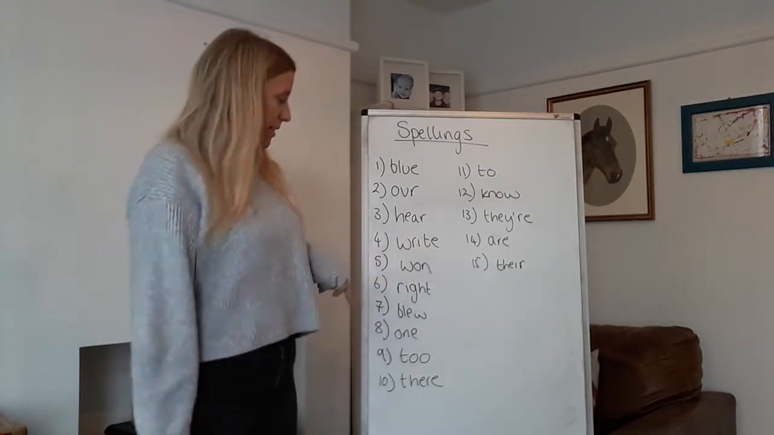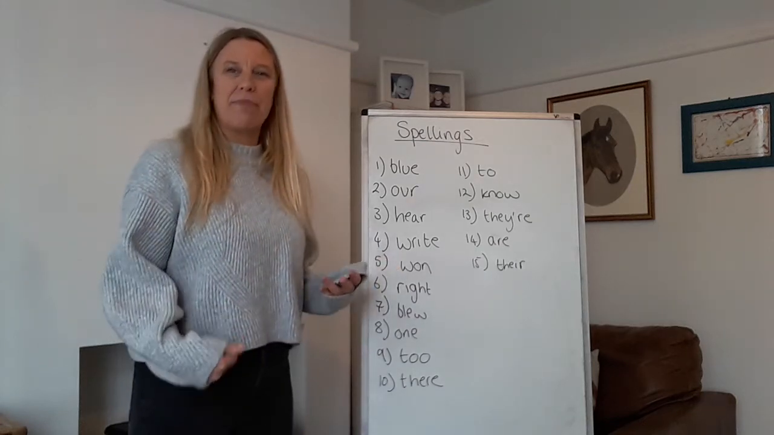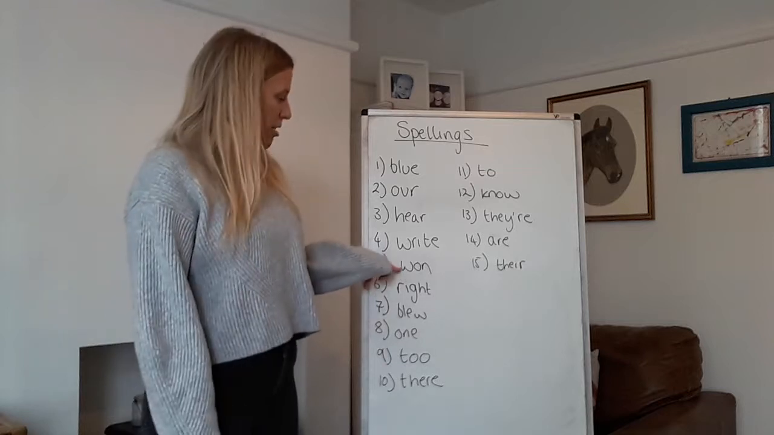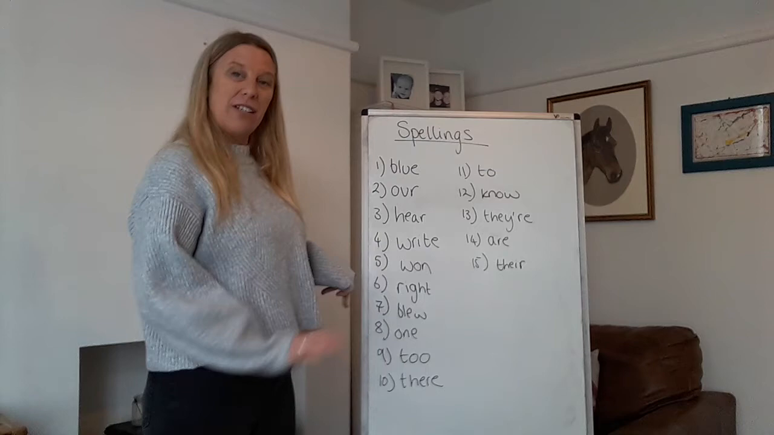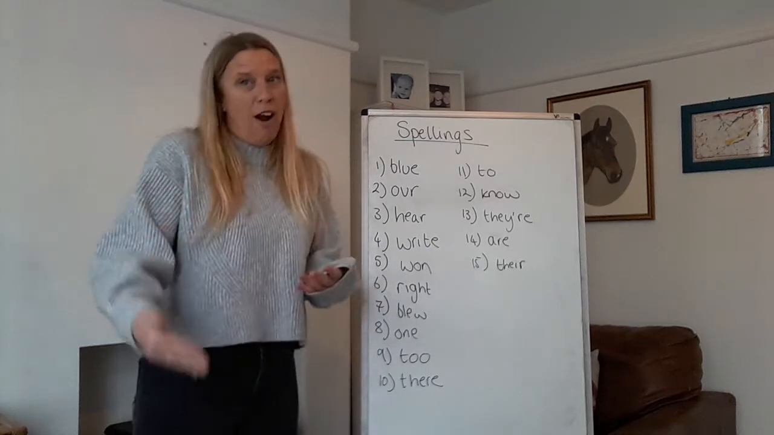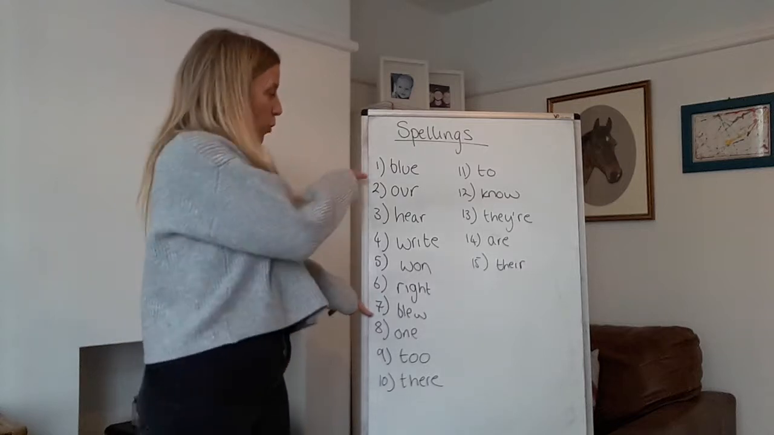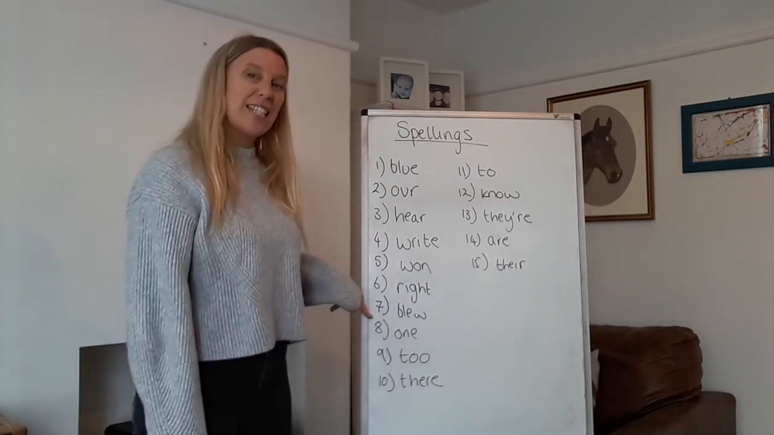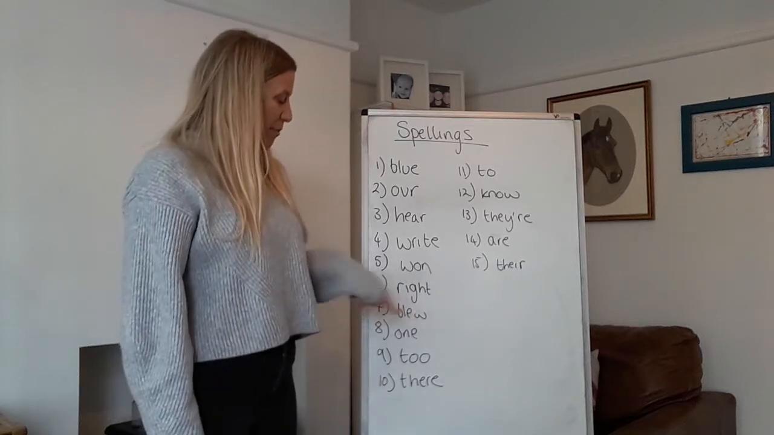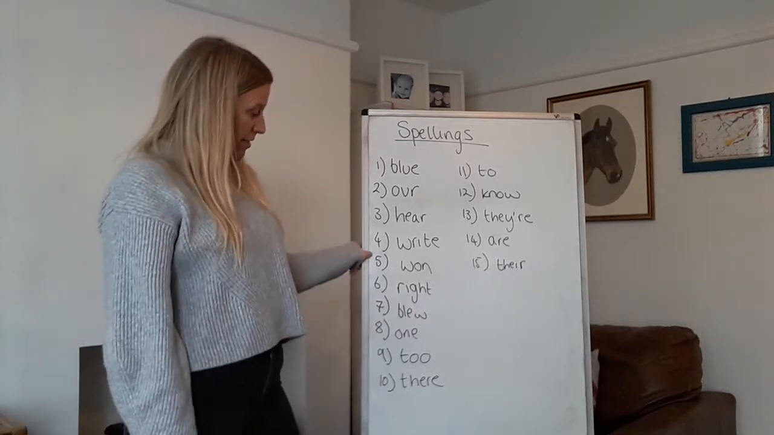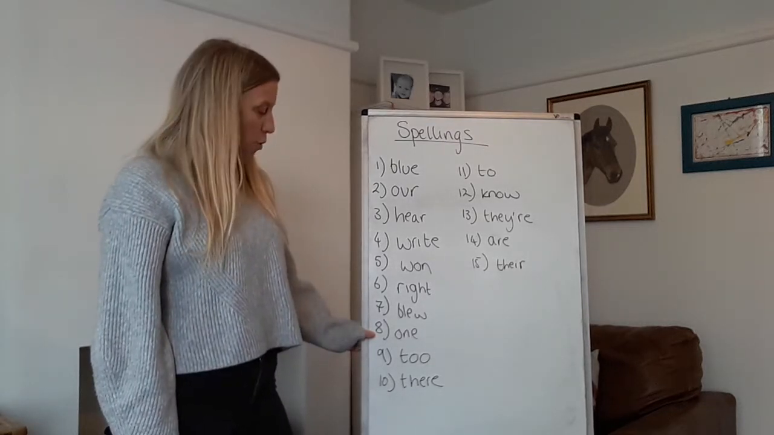W-R-I-T-E. To write. Then we had 1, 5, number was 1, as in to win something, to win the football match, W-O-N. Then we had right, the other right, but to turn right, or you are right, which is R-I-G-H-T. Then we had the other blue, which is the past tense of blow, the wind blew, B-L-E-W. Then we had 1, the other one, and that's 1 year old, O-N-E.